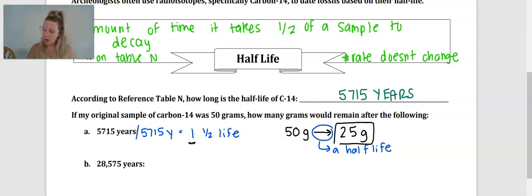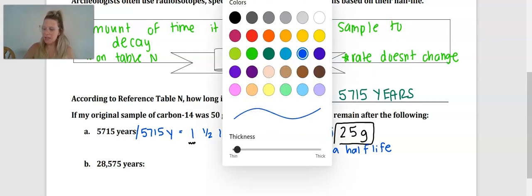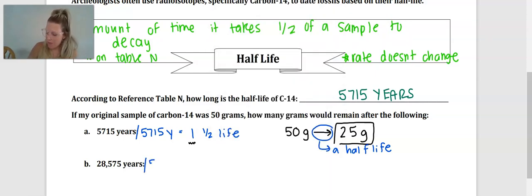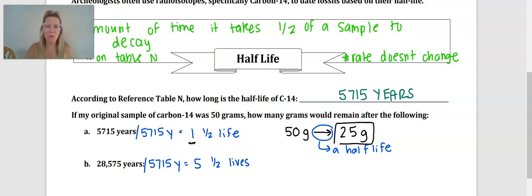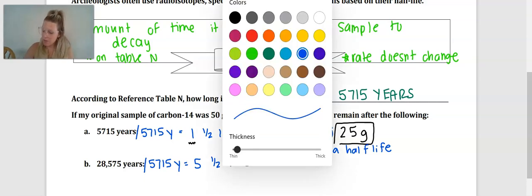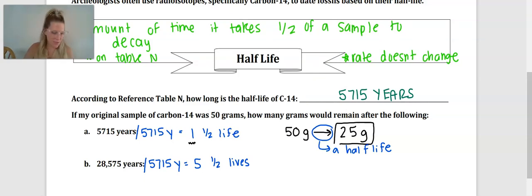All right, so what about 28,575 years? Again, this is carbon-14, so it has a half-life of 5,715 years. And so how many half-lives will it undergo during that time? It's going to undergo 5 half-lives. That means that in my problem, I'm going to need to do a total of 5 arrows. So my starting amount was 50 grams.